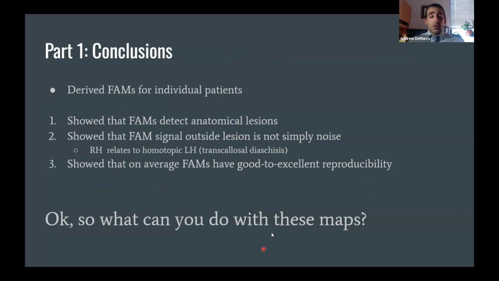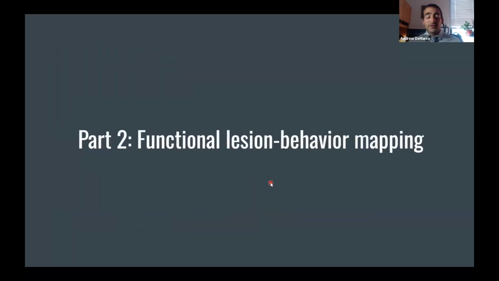Okay, so we'll wrap up with a few more slides. I've shown you how we've derived functional anomaly maps for individual patients. I tried to show that they are detecting anatomical lesions, and also that the signal outside of the lesion that we found in each of those functional anomaly maps is not simply noise, and that they seem to have very good reproducibility. So, okay, what can we do with the maps? And now functional lesion behavior mapping is going to be our example application.